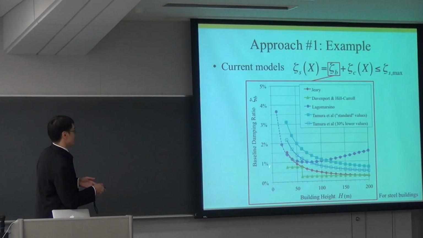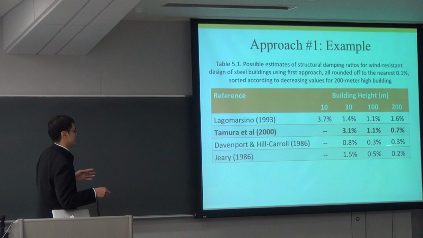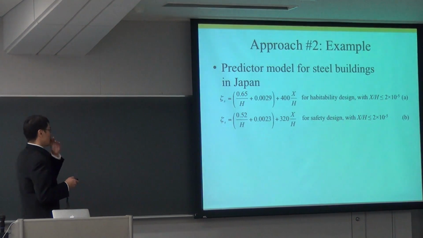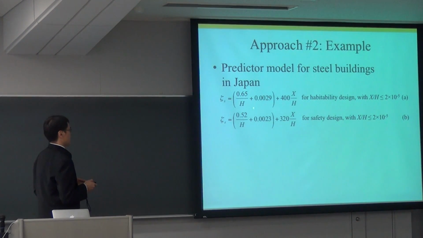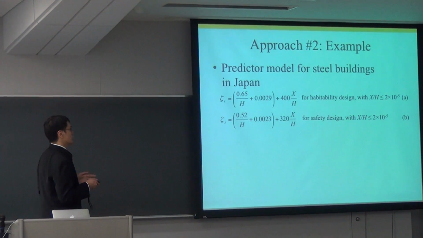These are for different models. You can see there's a little bit of differences, let's say for a 200-meter high building in the damping estimates, but I think it's because these are for buildings in Italy, for buildings in Japan, and then these are for buildings in the US and the UK.